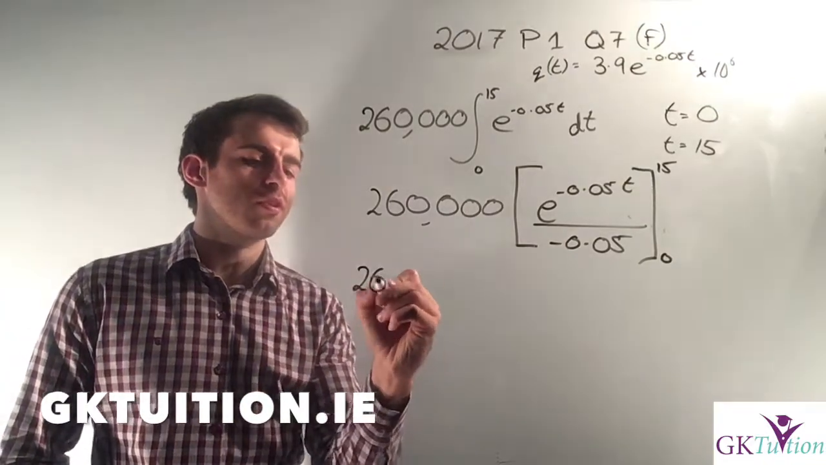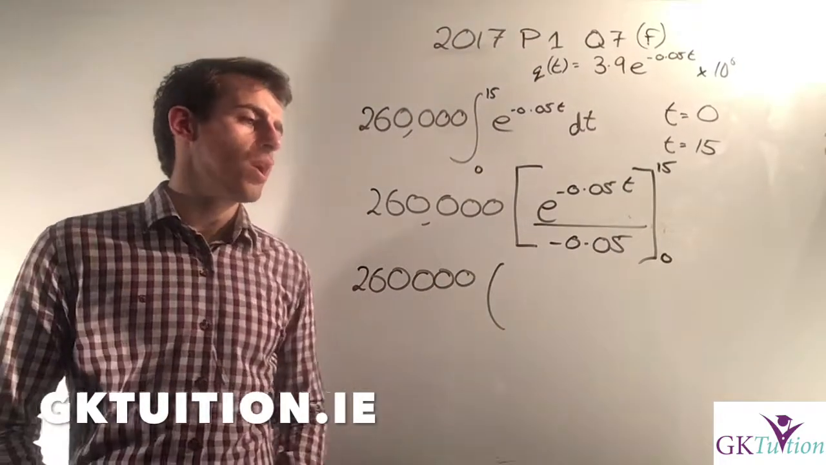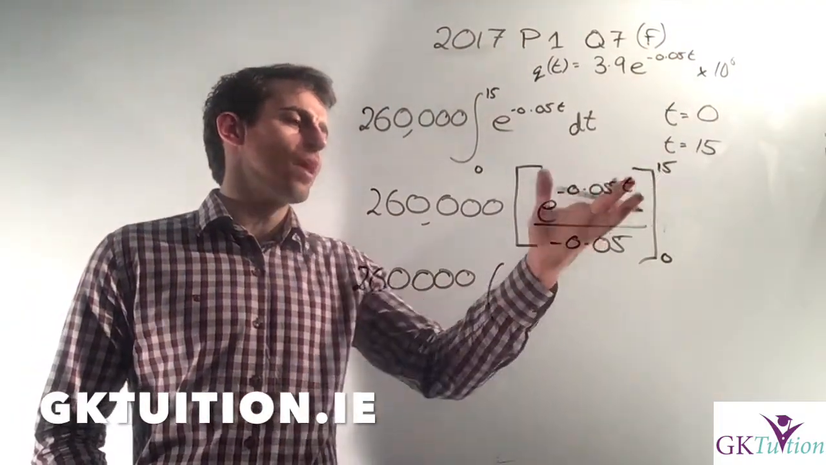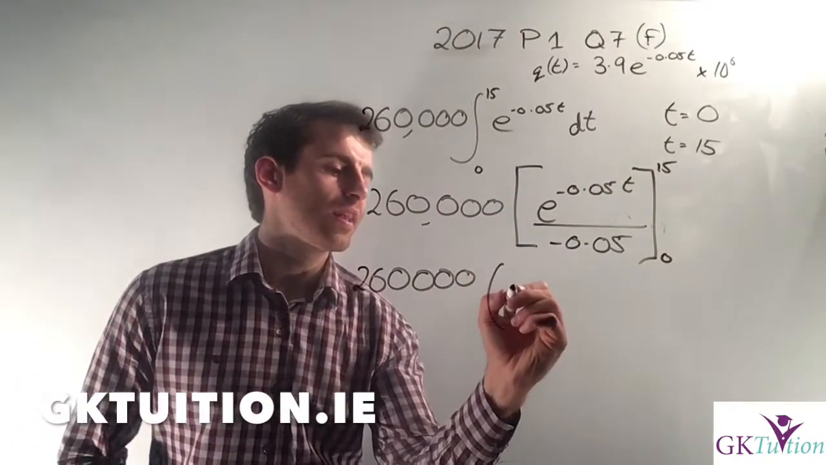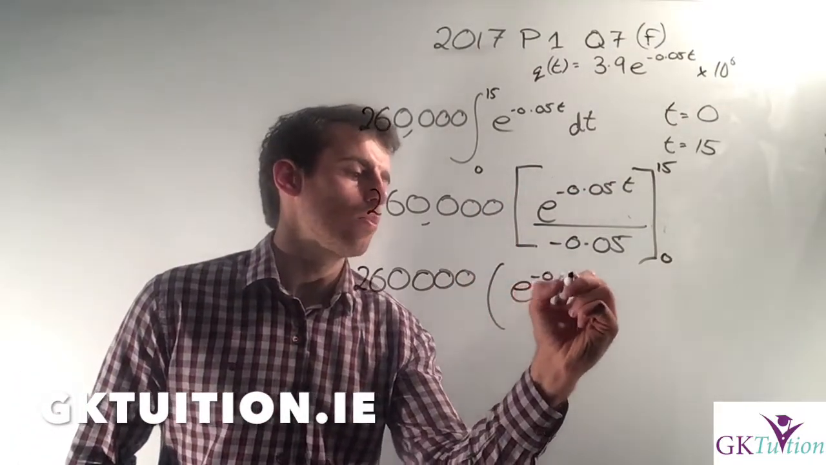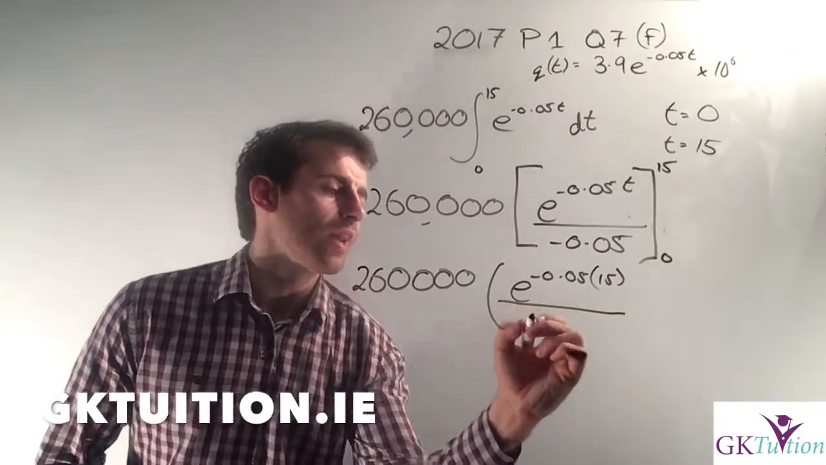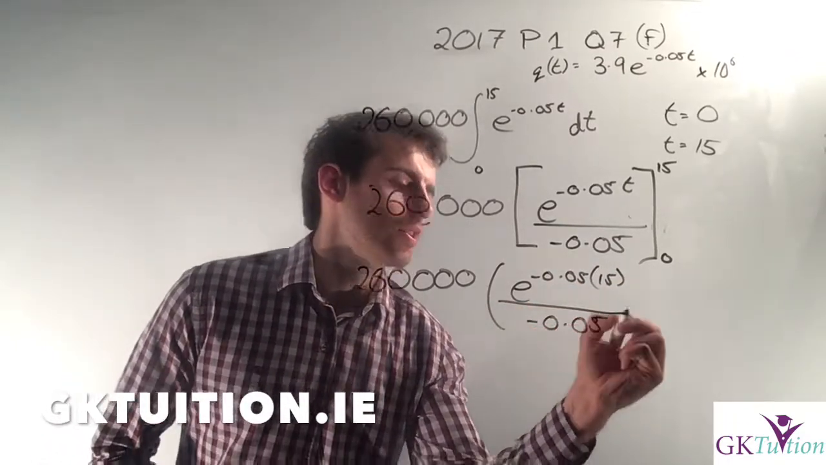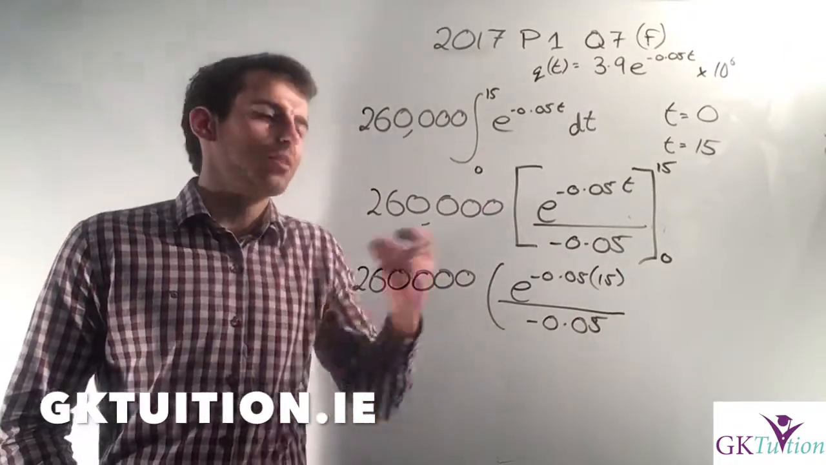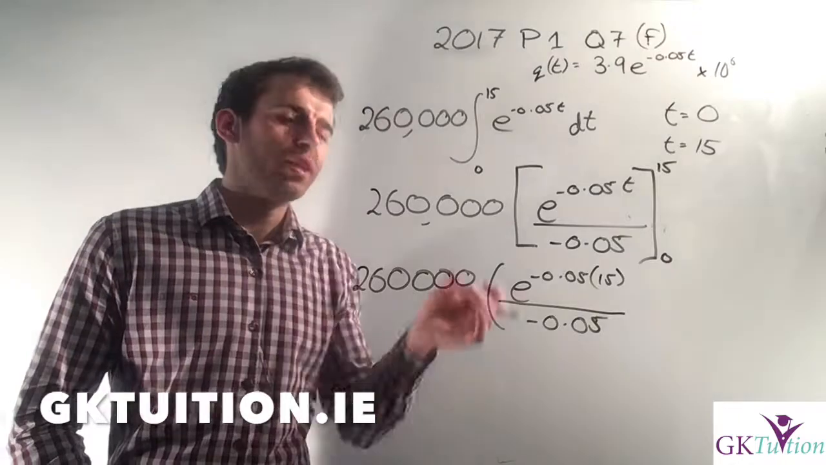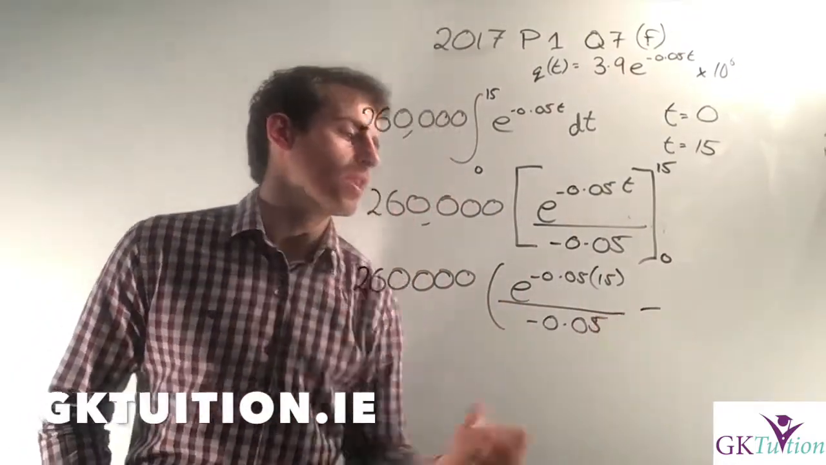So it's going to be 260,000, and now I'm going to open a bracket. To apply my upper limit, just everywhere there's a t, I'm going to sub in a 15. So I'm just going to rewrite this, except it's e to the minus 0.05 times 15, and all of that divided by minus 0.05. So that's my upper limit. But now I need to sub in my lower limit. Before I do that, I need to put in a minus between them.